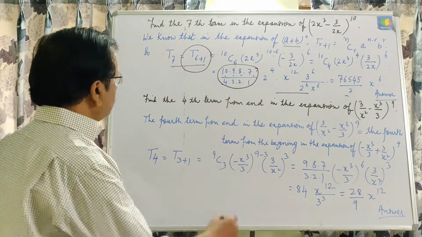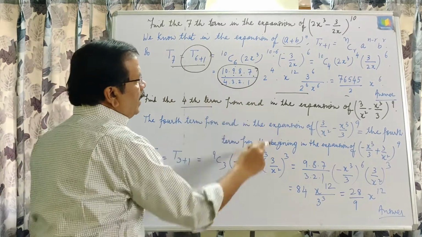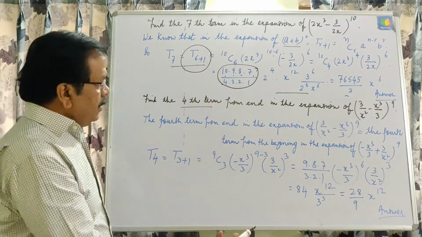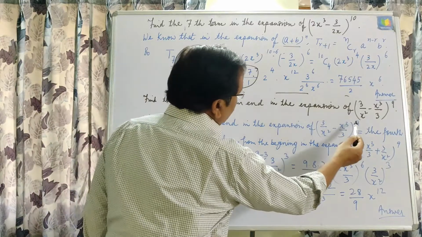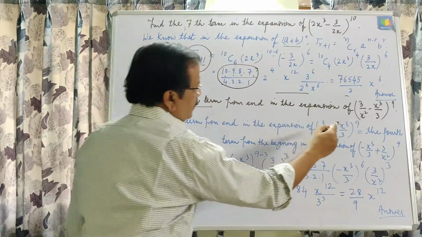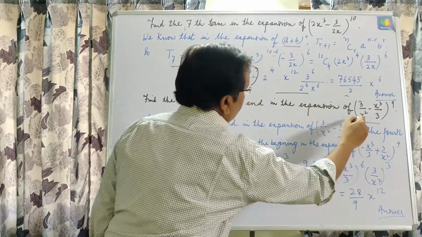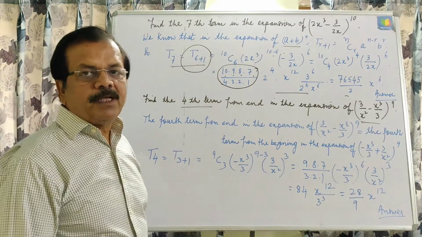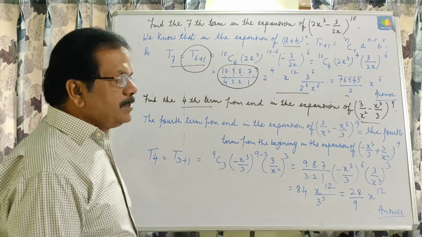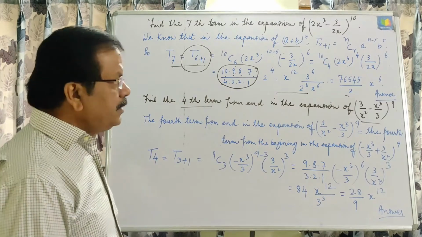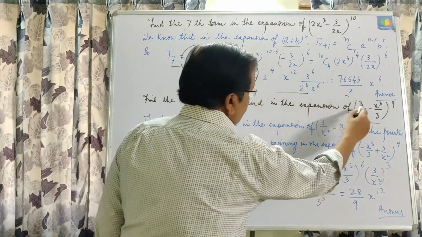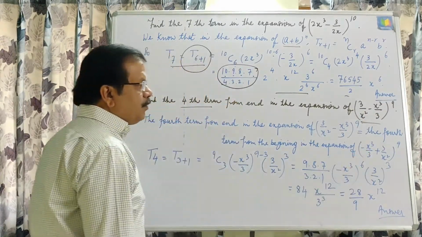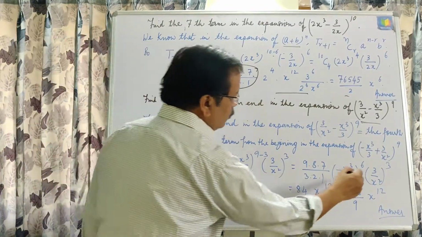In the same way, next question: fourth term from the end in the expansion of this. You can do this in two ways. First way: if you are going to find the term from the end, then you just interchange this. In place of (a + b)^n, you write (b + a)^n, then the terms inside the bracket will already be changed, and that is why 3/x² − x³/3 can be rewritten as −x³/3 + 3/x² to the power 9.